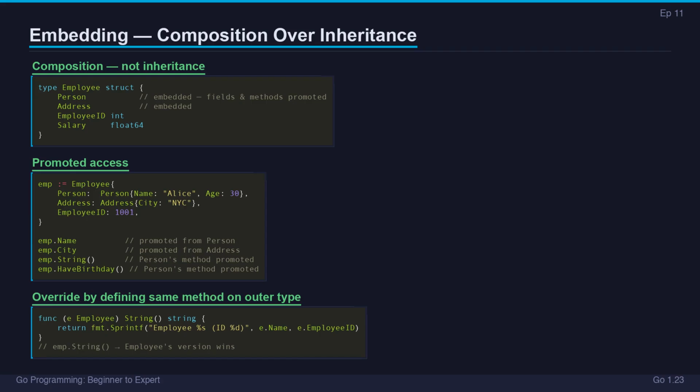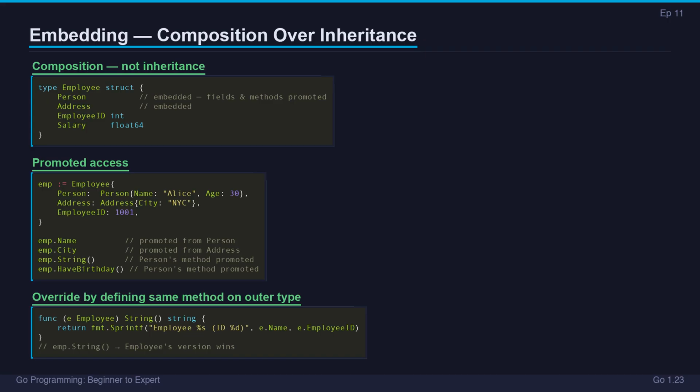Go has no inheritance, but it has embedding. When you embed one struct inside another, the outer struct gains all the fields and methods of the inner one. Embedded fields and methods are promoted to the outer struct. You can access them directly. If the outer struct defines a method with the same name, it takes precedence. This is how you override promoted methods. If two embedded types share a field or method name, you must be explicit to resolve the ambiguity.